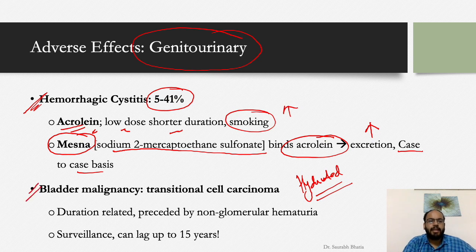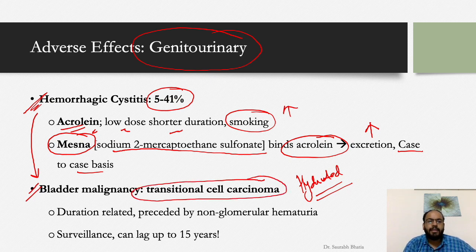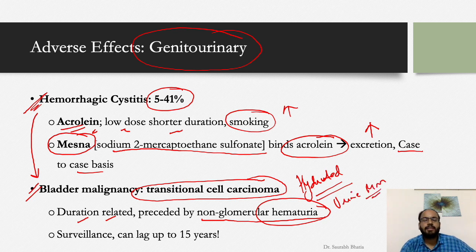Now, bladder malignancy. Remember that hemorrhagic cystitis can be seen as a precursor to bladder malignancy, and the most common bladder malignancy that has been implicated is transitional cell carcinoma. It is duration related. That means the longer the treatment with cyclophosphamide, the more chance of a bladder malignancy, and it is usually preceded by non-glomerular hematuria. So if your patient is taking cyclophosphamide, keep asking them whether there is any change in urine, and get urine routine microscopy to look for frank RBCs or casts in urine.